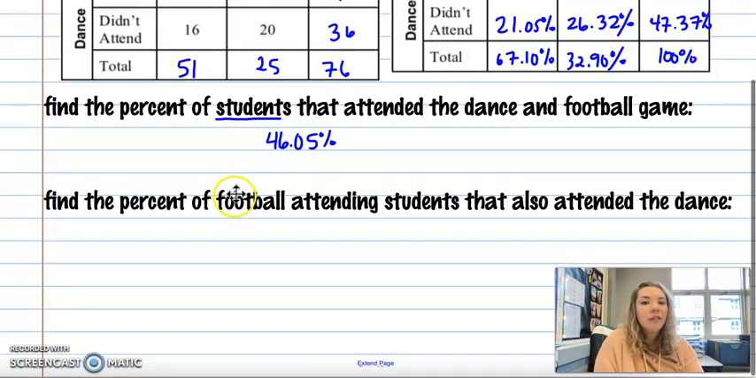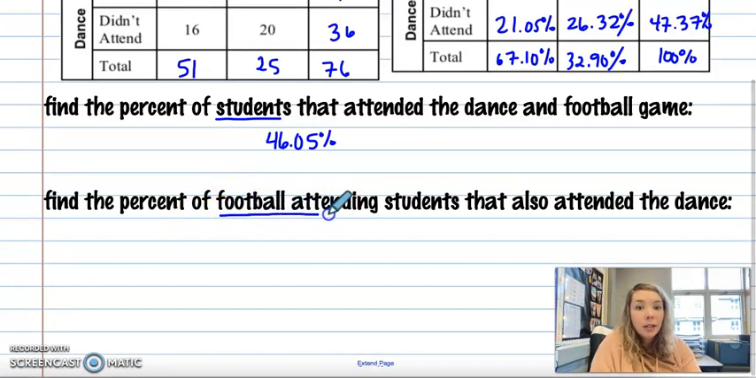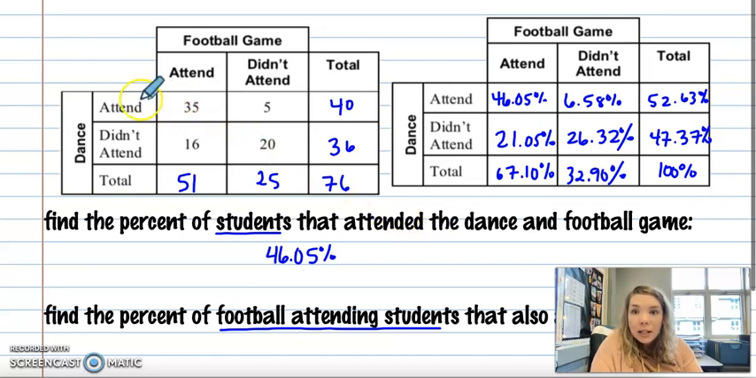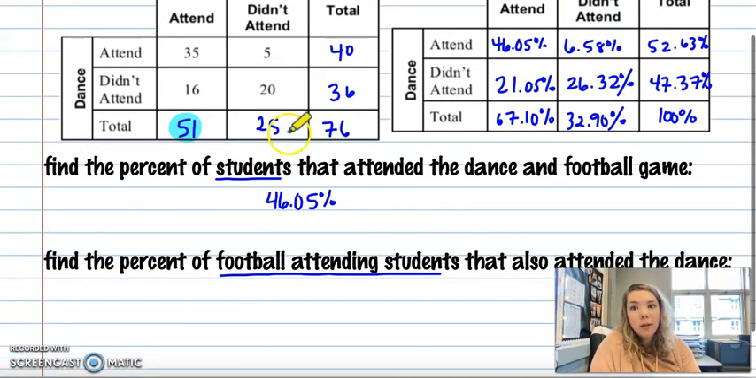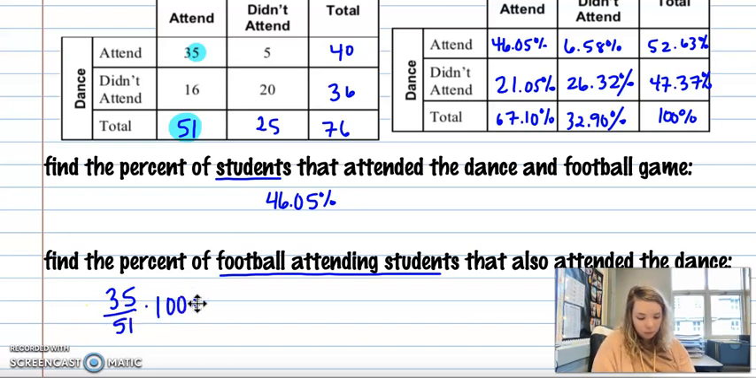And then it says find the percent of football attending students. So of football attending students, so total that attended the football game, right here would be 51. Football game attended, total is 51. That also attended the dance. So we want to take 35 out of 51 times 100. So you got to pay attention to how these questions are worded. If it's the grand total or a different row or column total. So 68.63% for that one.